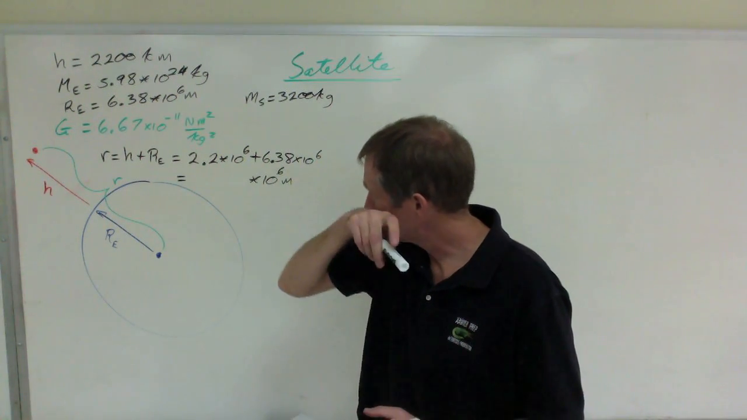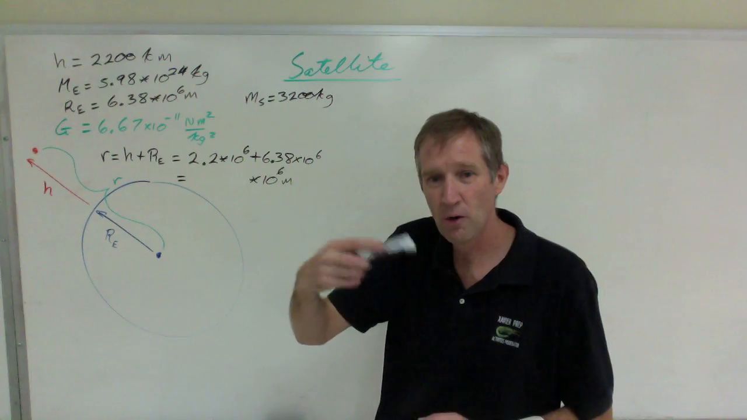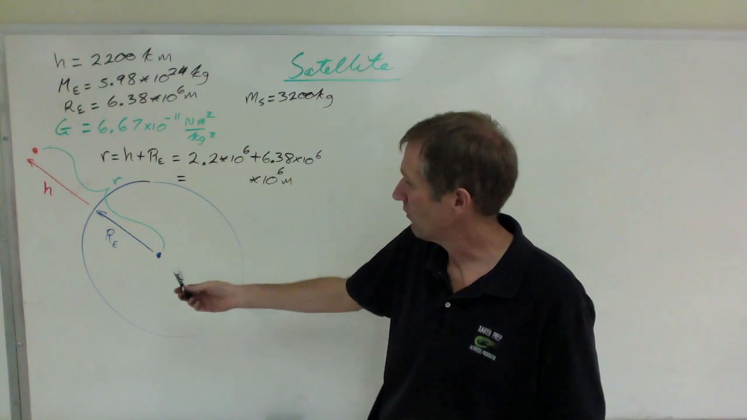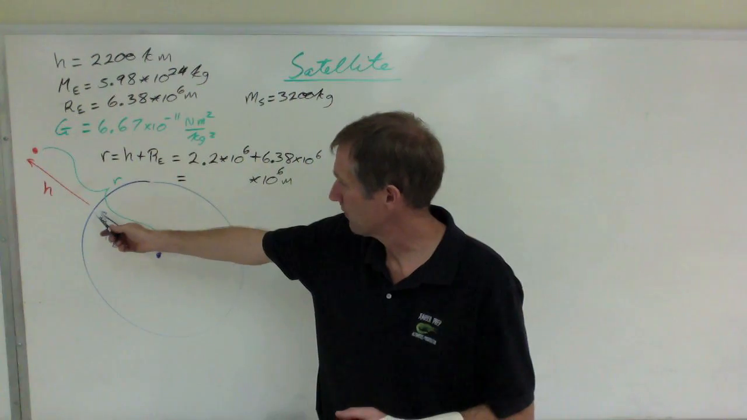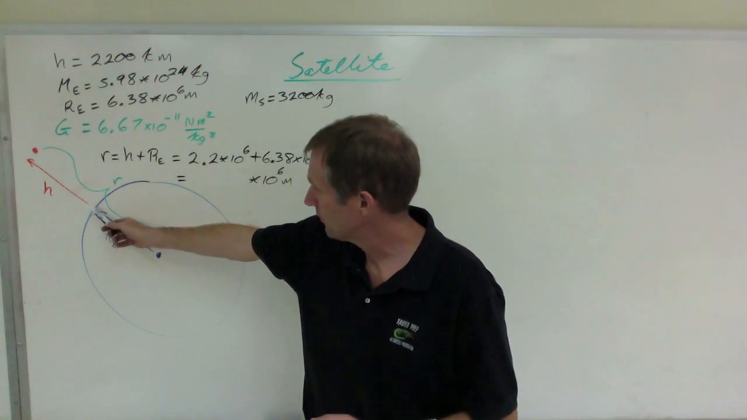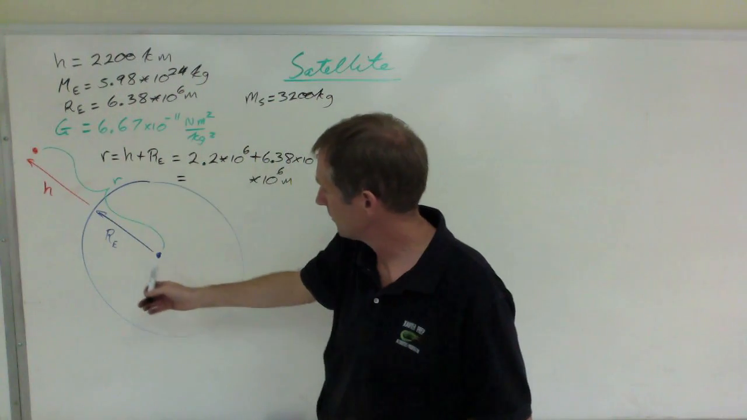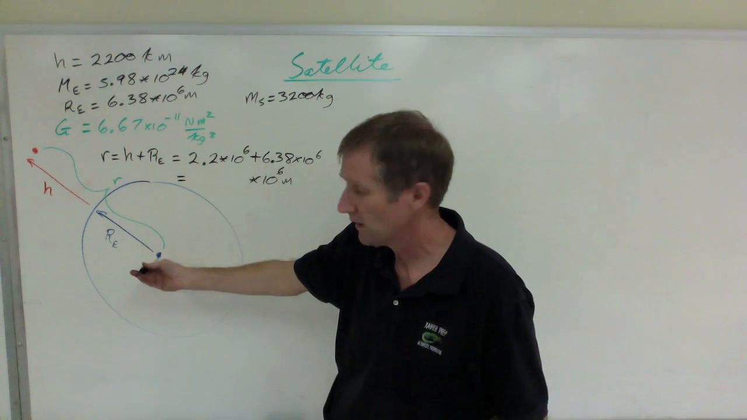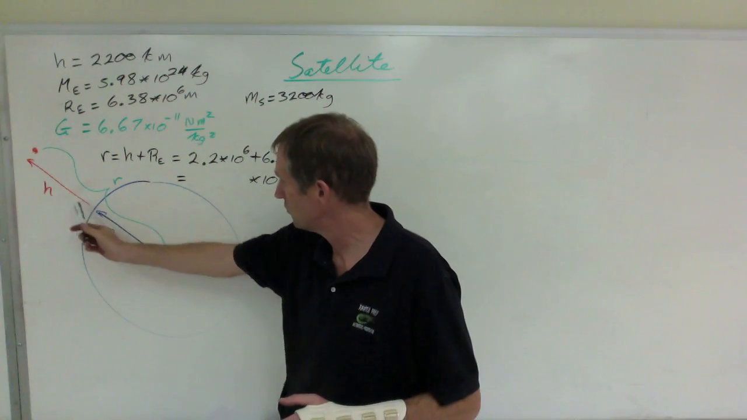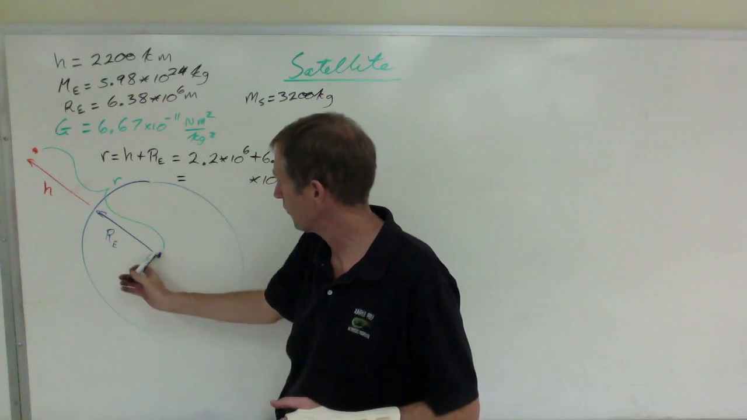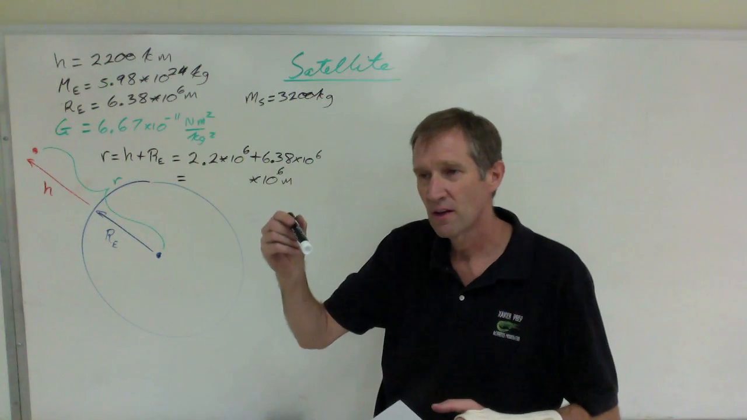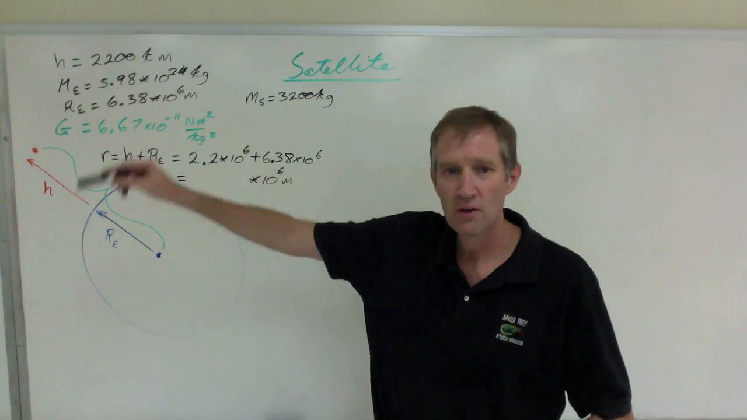Now, this is circular motion, so you need the value of r. Well, the value of r is not measured from the surface. This is one of the most common mistakes. It's not measured from the surface to the satellite. It's measured from the center, which is right here at the center of the Earth, out to the satellite. So be sure to add these two numbers to get the overall value of r. That's the radius of the satellite's circle.